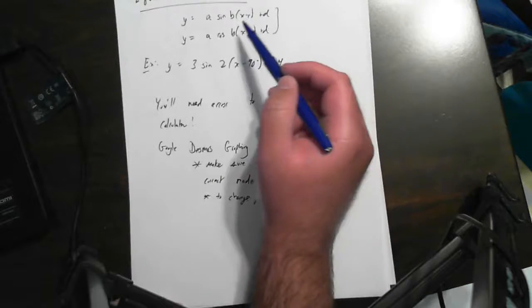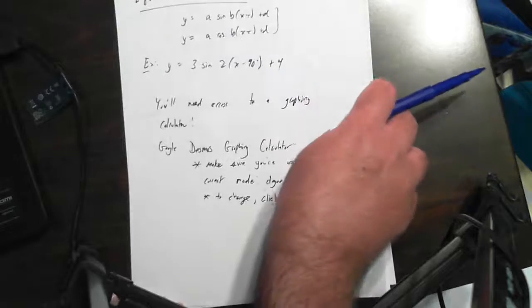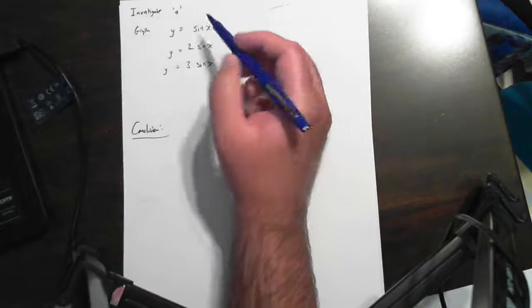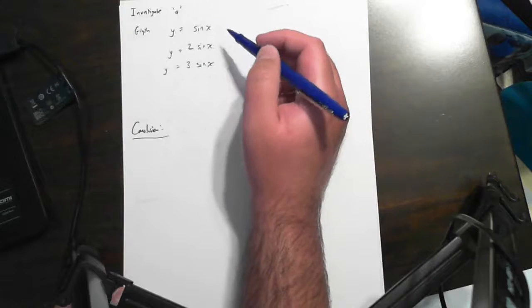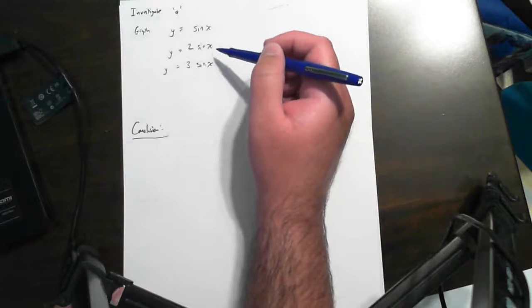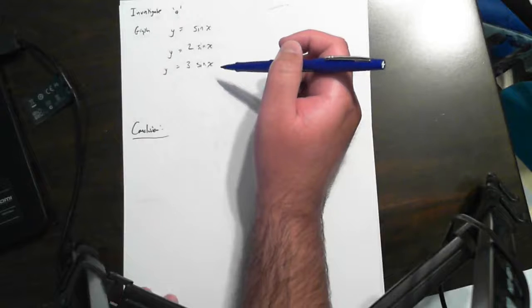Everything I'm about to talk about applies to both sine and cosine functions. However, I'm going to mainly use sine functions just to be consistent. So what I want you to do now is open your graphing calculator, Desmos, or whatever you use, and graph these three functions. Pause the video, come back and see what you notice.